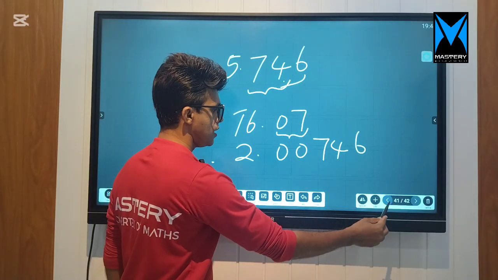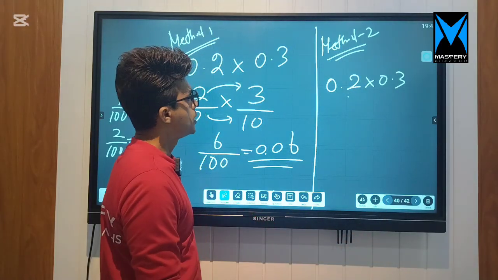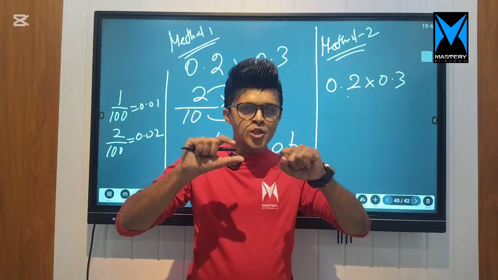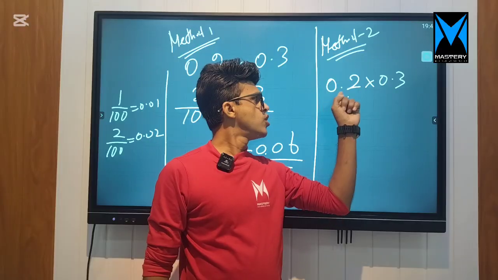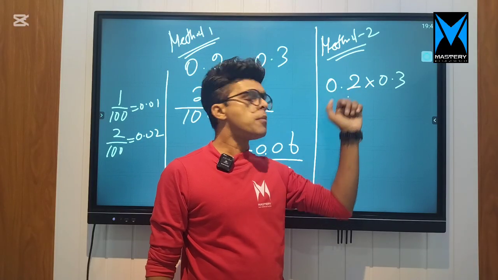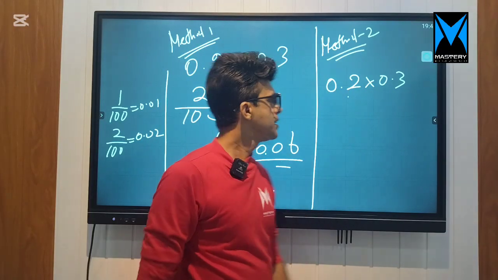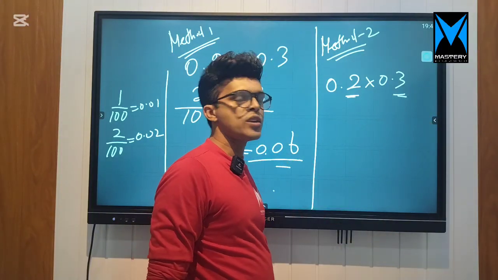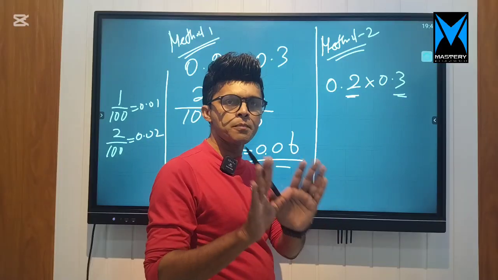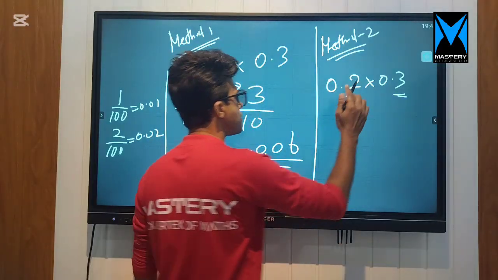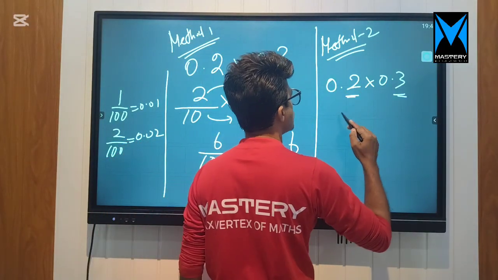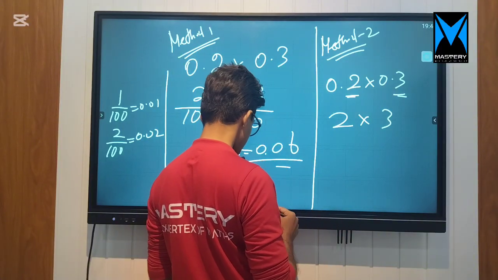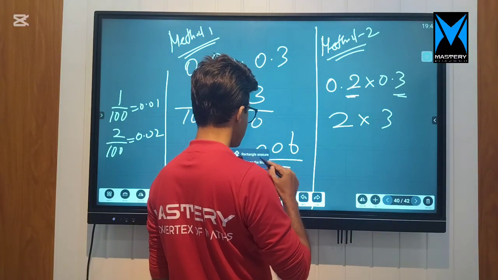Now I will teach you this one. To get the answer to this one, you need to know the second method. You have to think of the number of decimal places here. Here one place of decimal, and here one place of decimal. What you need to do is, without considering the decimal places, multiply these two values. Here you should get 2 times 3. Here 2, here 3.